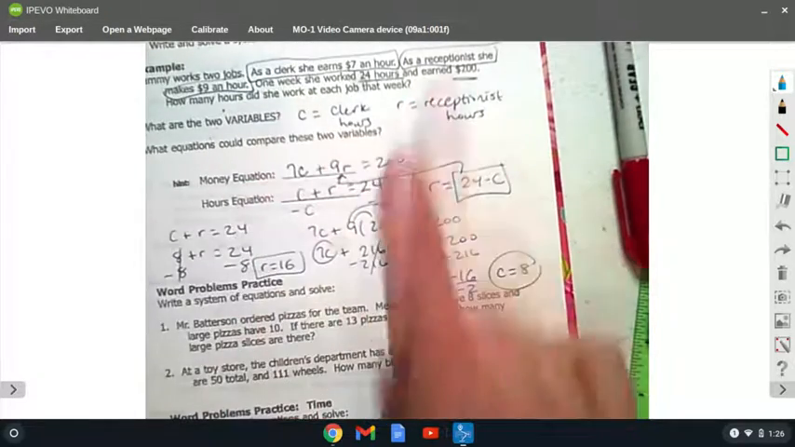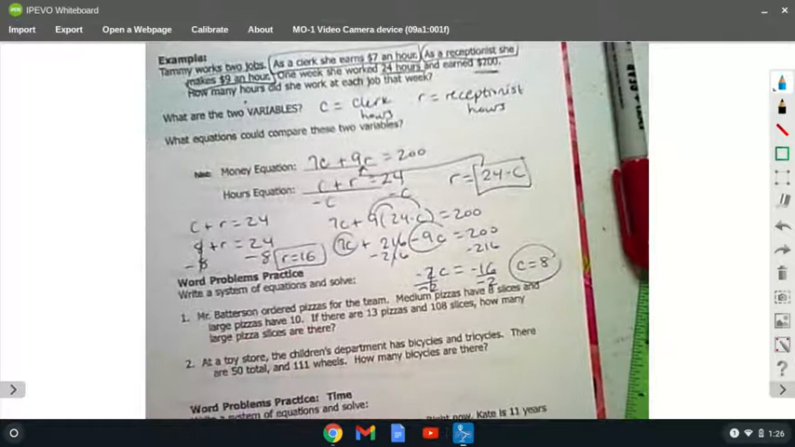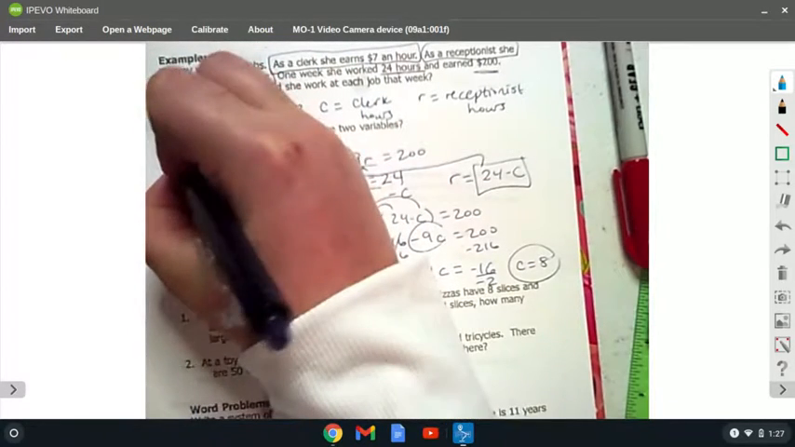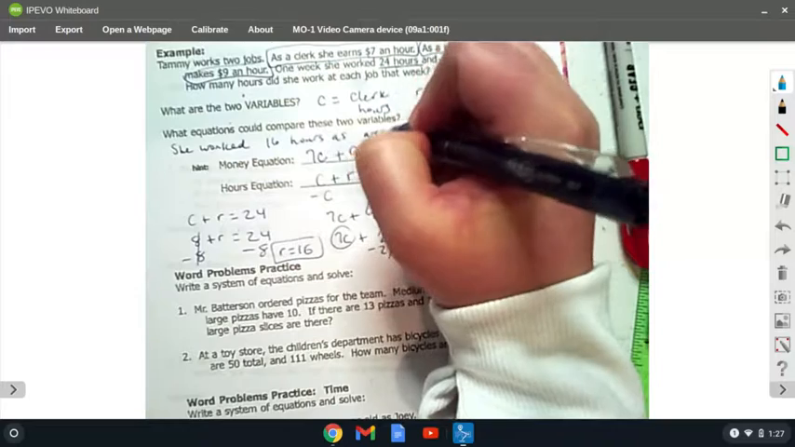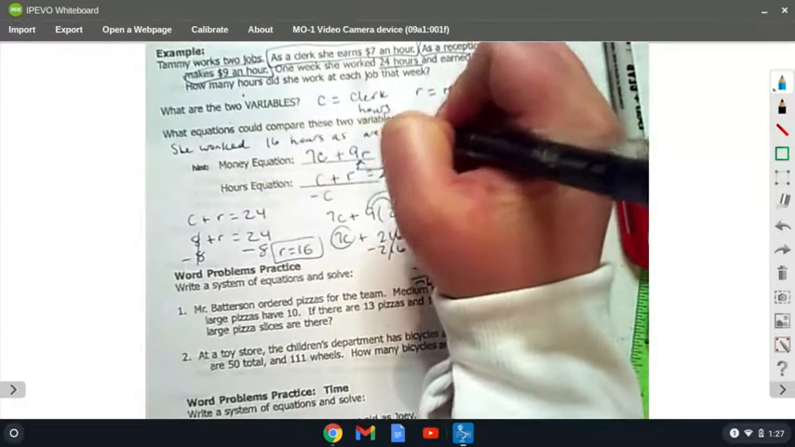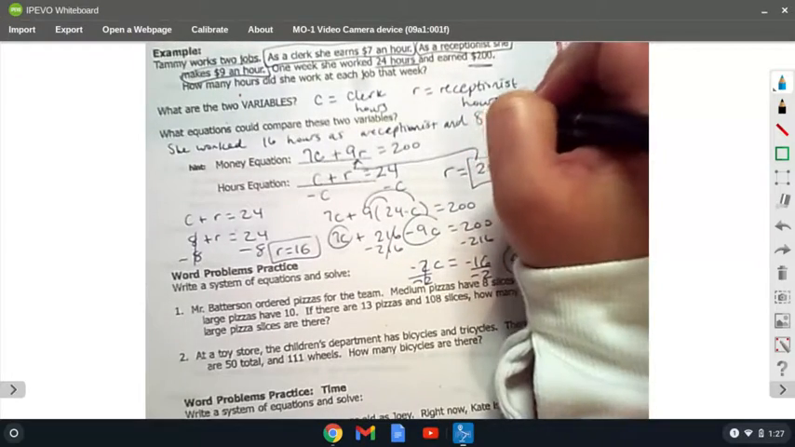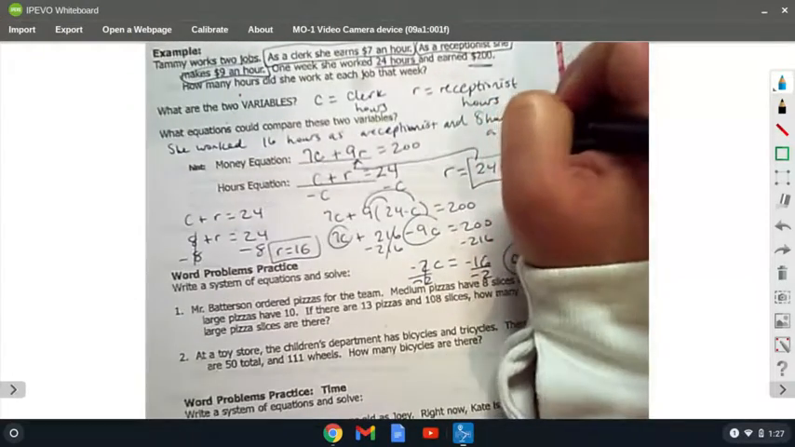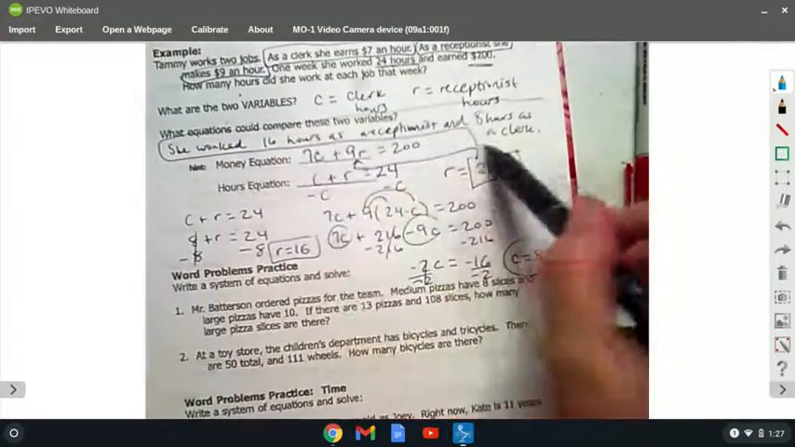So how many hours did she work at each job that week? Remember with word problems, we always want to answer it as a sentence. So she worked 16 hours as a receptionist and 8 hours as a clerk. And that's the answer to our word problem.